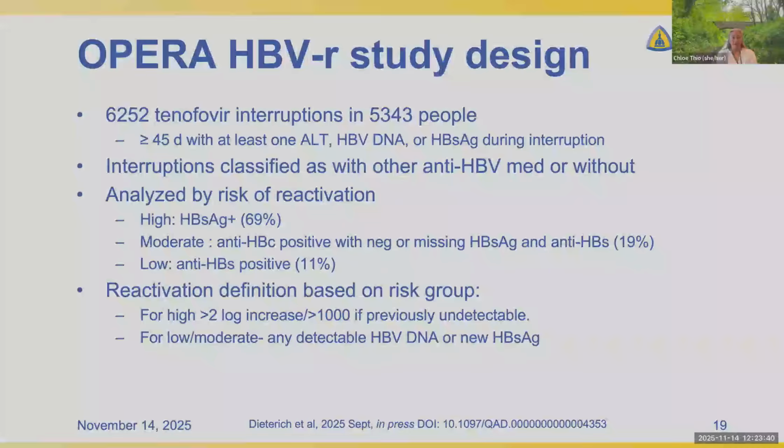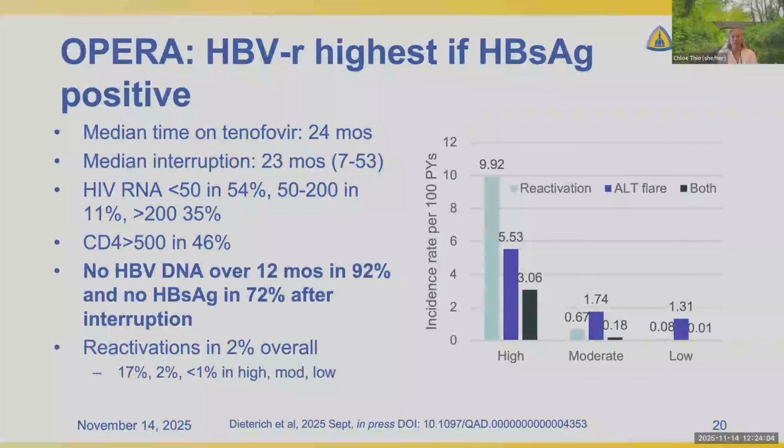And they defined reactivation a little differently than what I had mentioned at the beginning. For them, if someone was in the high risk group, they had to have a greater than 2 log increase in hepatitis B DNA, or greater than 1,000 if they were previously undetectable. And then for the low and moderate risk groups, any detectable hepatitis B DNA or new hepatitis B surface antigen positivity was counted as reactivation. All right, so here are the results.